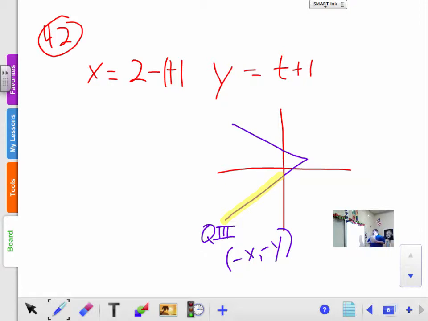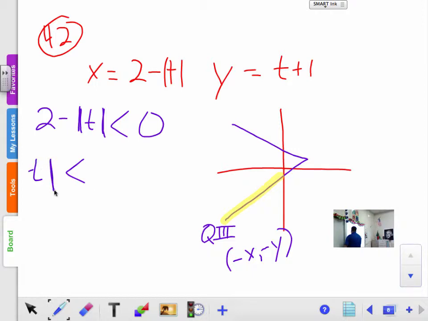So in order to solve this algebraically, I mean, you could guess and check on your calculator, I suppose, if you want to. But what do we know? We know that x has to be negative. A fancy way to say that would be 2 minus the absolute value of t is less than 0. And so then, I subtract 2 from both sides. So I get the absolute value of t is less than -2. But it's really the negative value of this. There's a little negative sign right here.